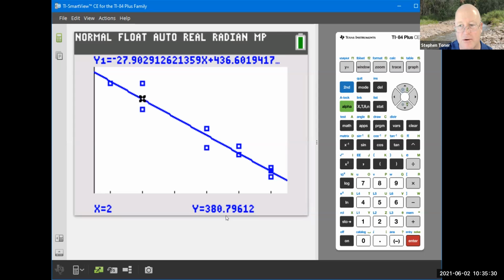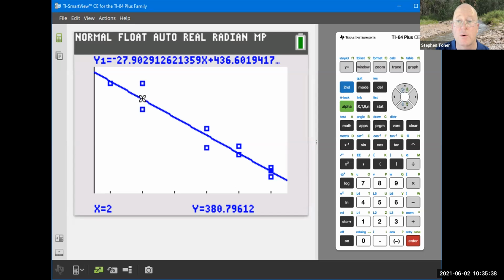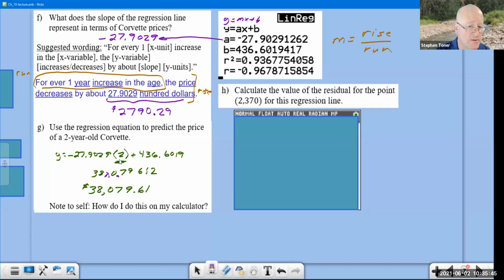And you can see it's 380, and I made that little mistake over on the screen, which I corrected. But there is the graph done for you, so you don't have to manually go and substitute the value in. There's my 380, move the decimal over 2 places, you have $38,079.61 as the predicted price based upon the regression line.